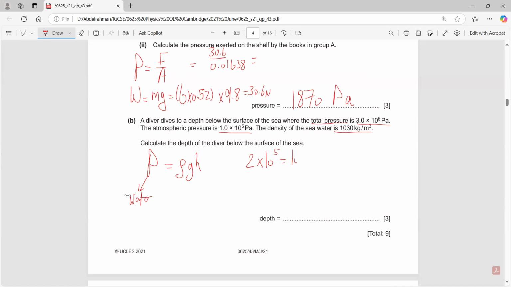It is equal to rho, the density, 1030, times g, 9.8, times the height. Can I find the height? Yes, it would be 2 times 10 to the power of 5 divided by 1030 times 9.8. Let's find out. This would give you a total depth of around 20 meters. Again, as we said before, each 100,000 pascals is around 10 meters. 100,000 pascals means around 10 meters below the surface of the water.